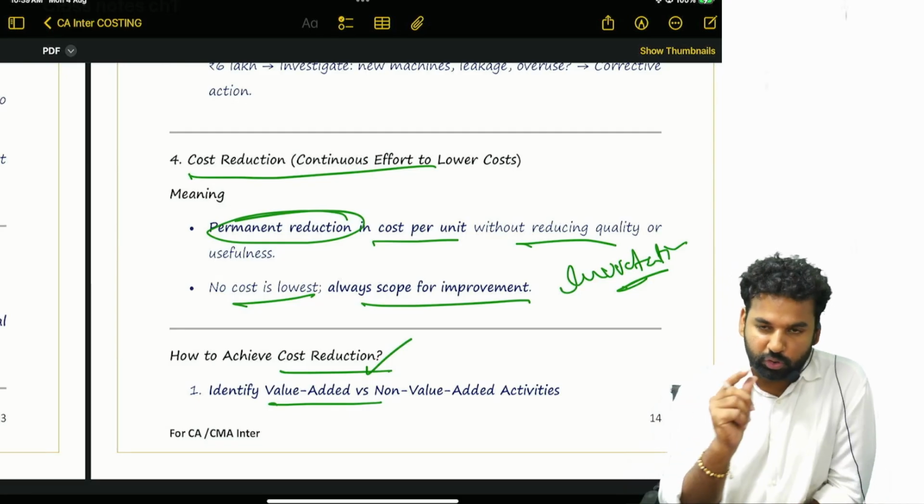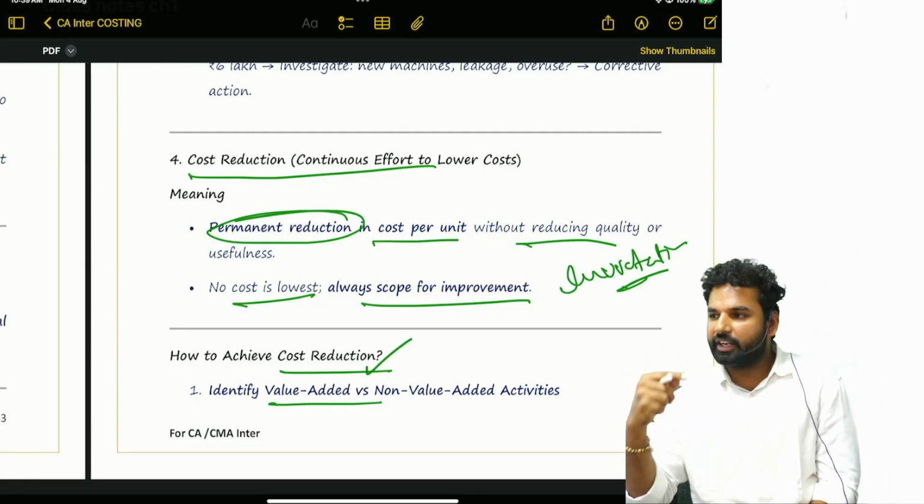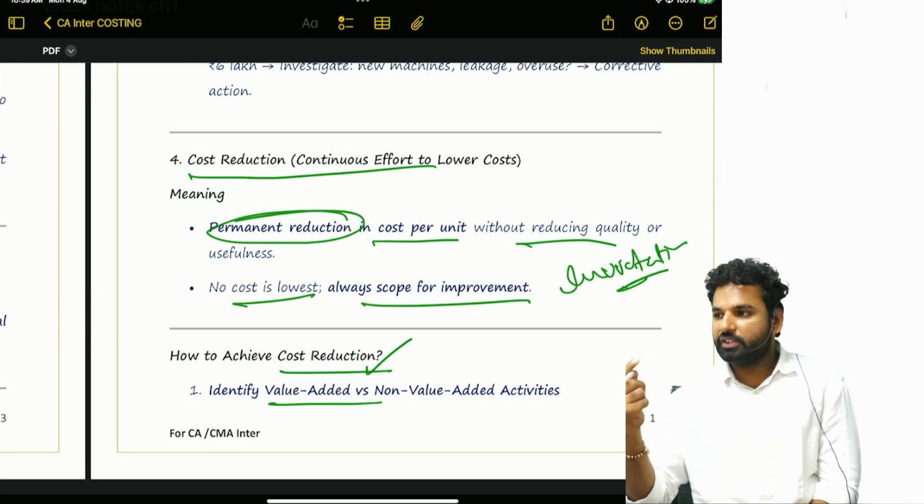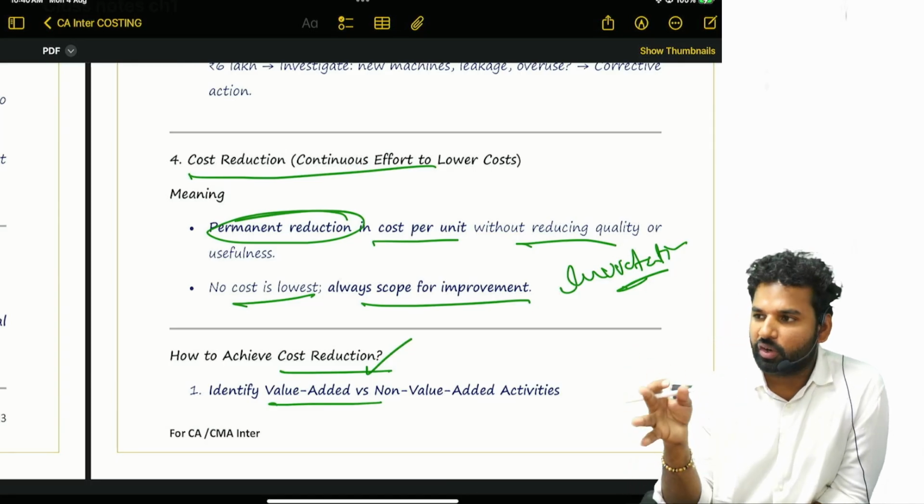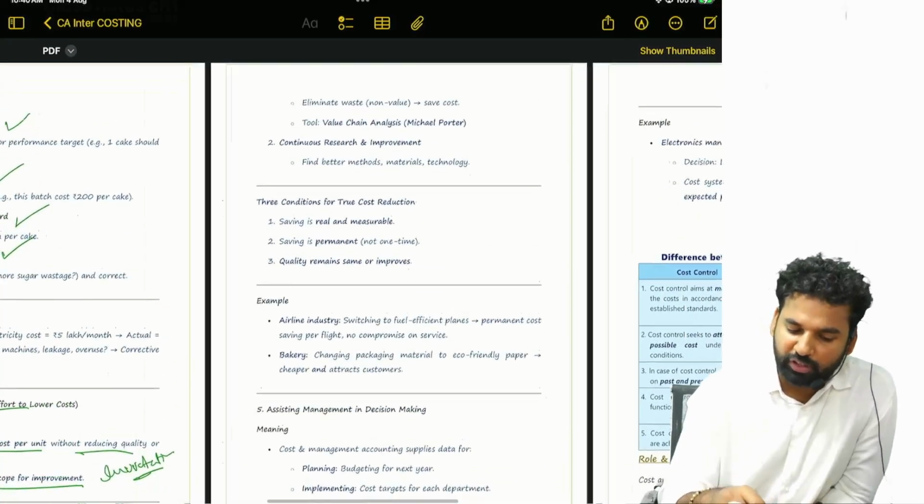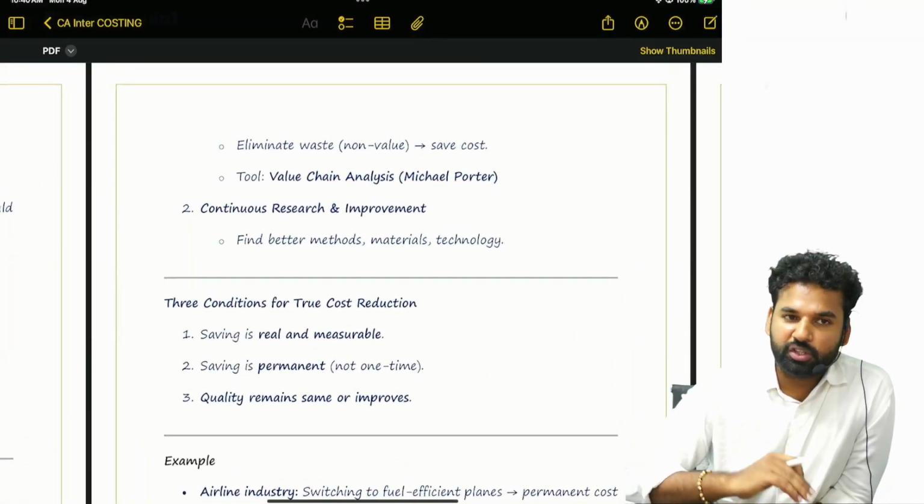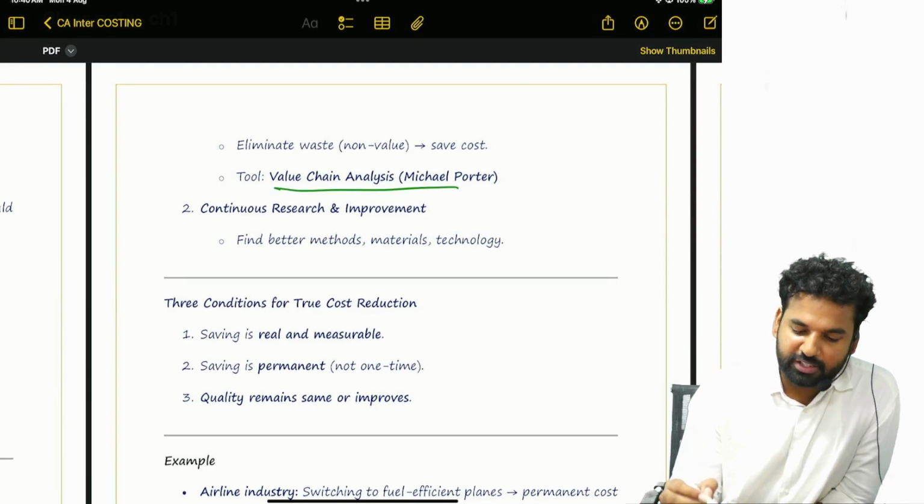Okay, so those processes will be observed, and each and every process will be analyzed whether it is really necessary for us or not. So it is necessary, but at what cost it is necessary, that we have to check. So whether we are paying extra or not. So likewise we will identify value added activities and non-value added activities. Non-value added activities, if you find any, we will remove. Thereby we will get the cost advantage, which is nothing but cost reduction. Okay, so that is value chain analysis.